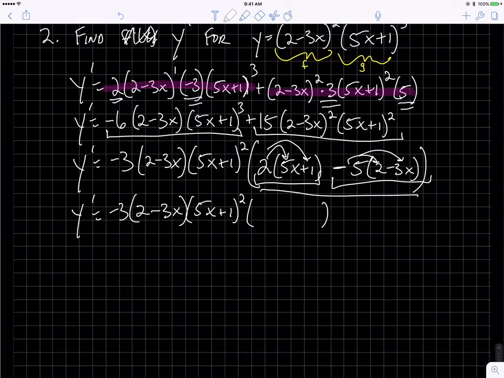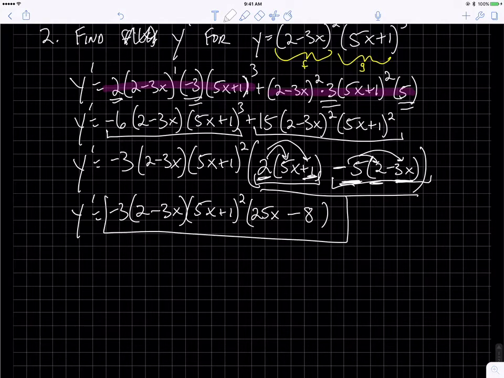So that's going to give me a 10x. And then over here where I multiply the negative 5 times that would give me a 15x. So I'm going to get a 25x. And then when I multiply the 2 times the 1, I'll get a 2. And a negative 5 times the 2 is a negative 10. So negative 10 plus the 2 should give me a negative 8. So that is my finished version.